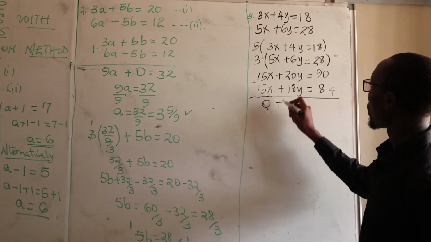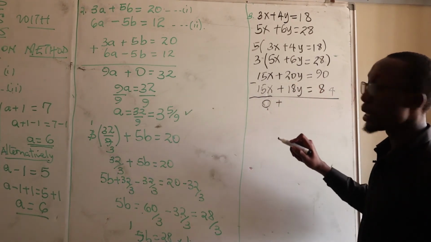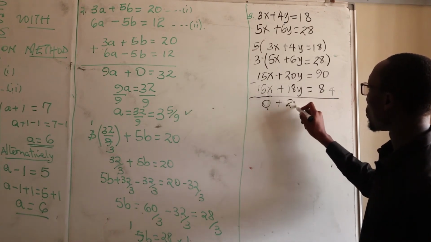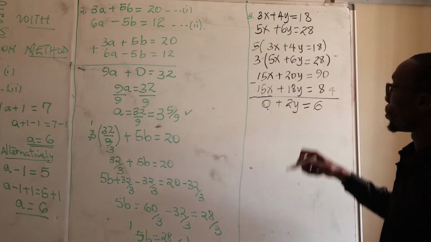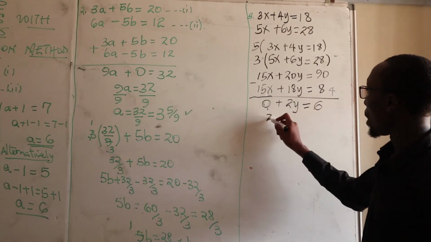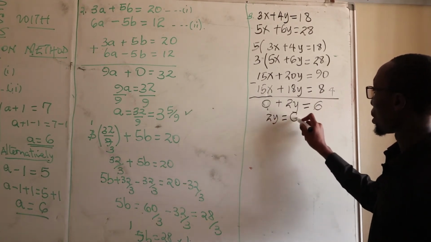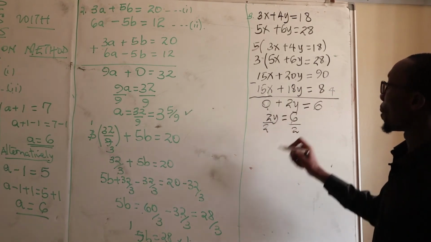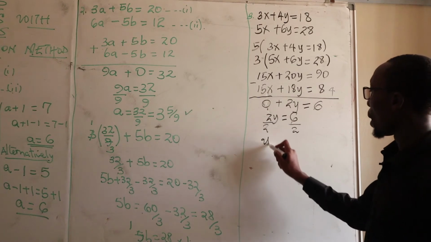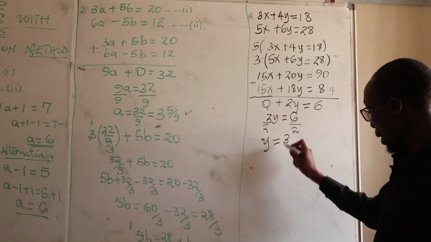And then plus 20y, you take away 18y, that will be equals to 2y. And then this one will be equals to 90 minus 84, that will give you 6. And so 2y shall be equals to 6. So we can divide by 2 on this side, and we can also divide by 2 on the other side. So that now our y shall be equals to 3.